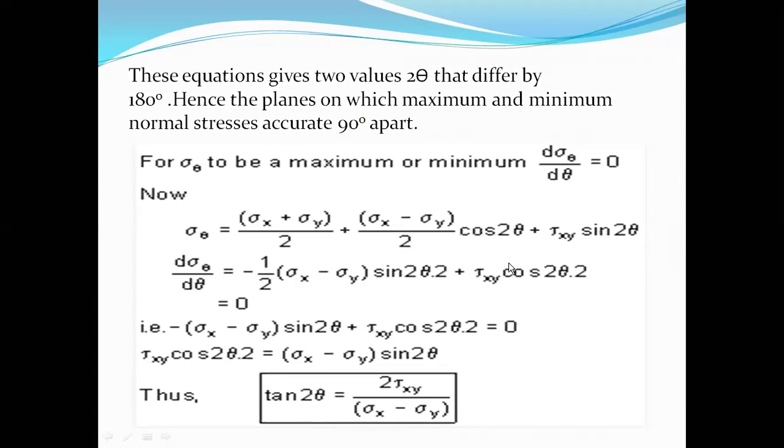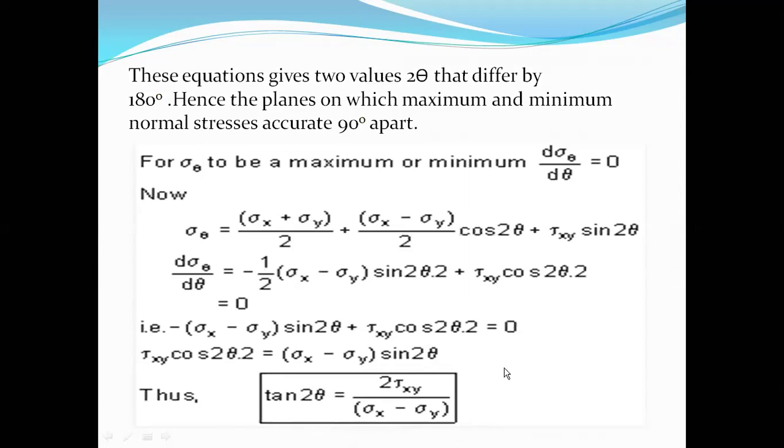Plus tau xy, which is a constant, times sin 2 theta, whose derivative is cos 2 theta, and the derivative of 2 theta is 2. So this is how it is, which is equal to 0. If I simplify this, we'll be getting tan 2 theta equal to 2 tau xy by sigma x minus sigma y. So from this we can find out the value of theta.